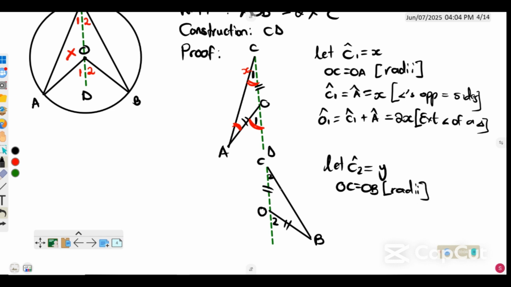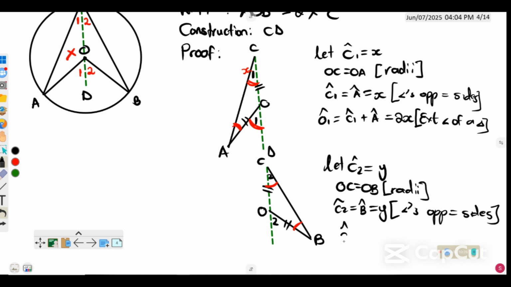But this forms an isosceles triangle, and once this is an isosceles triangle, it means this and that should be equal to each other. So angle C2 should be equal to angle B, and they should both be equal to y, because we let C2 equal y. These are angles opposite equal sides. And once we have that, then we can move on.